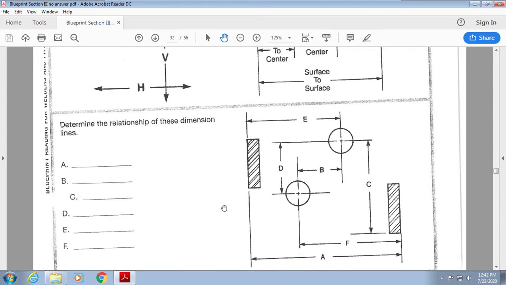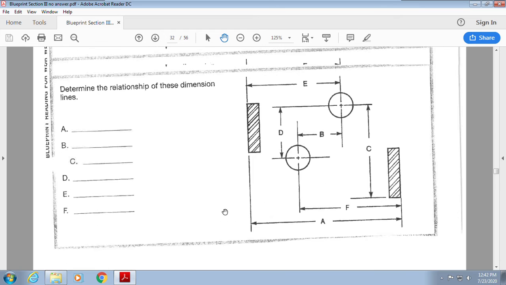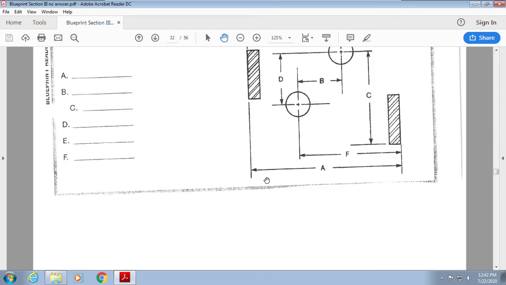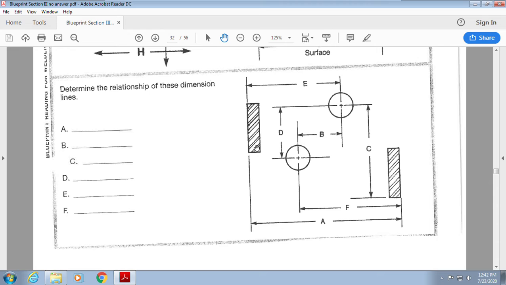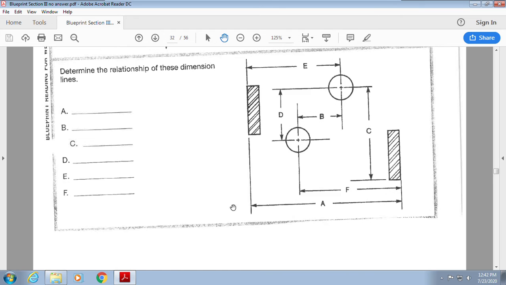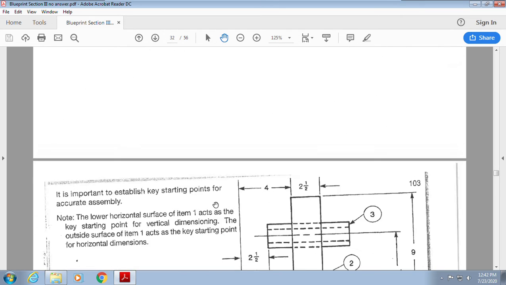Okay, so here it is. It asks what type of relationship is this? Okay, so when we look from here to here, we're going from the outside surface to the outside surface. Okay, B, from one to another. Okay, from here to here. Okay, from here to here. From here to here. Okay, let me know if you guys are confused on this, but we'll keep on going.